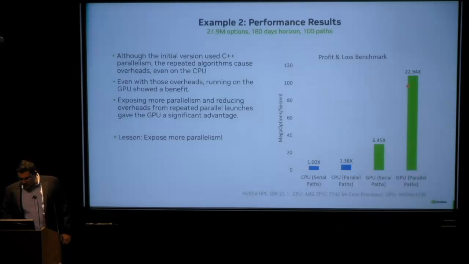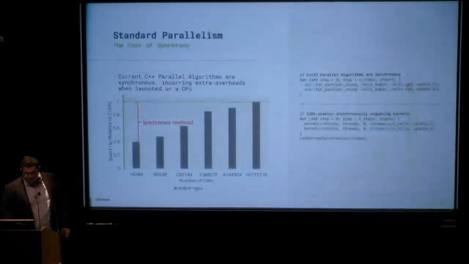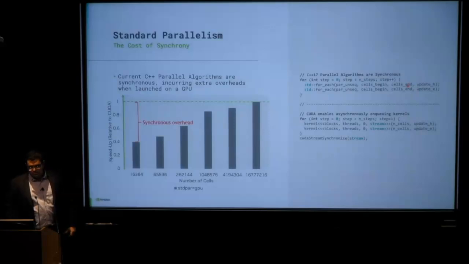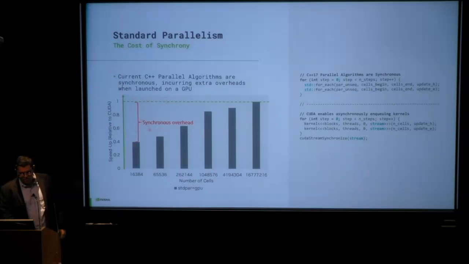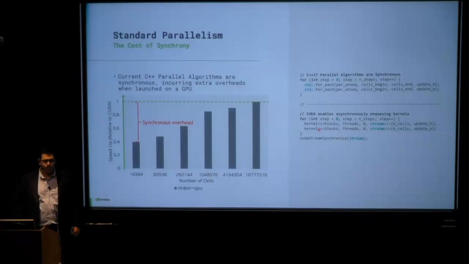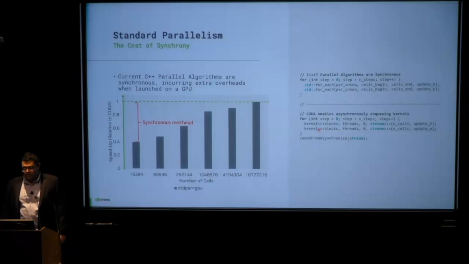Now, there is a cost to some of this synchrony. This illustrates the inefficiency we saw in the previous example, where lots of small kernel launches brought a significant overhead. We're baselining relative to a CUDA example here. With CUDA, we're solving this because CUDA can do asynchronous launches, so we can enqueue the work and wait once. But with C++ parallelism, we sync with every call. But this is aiming to improve further.